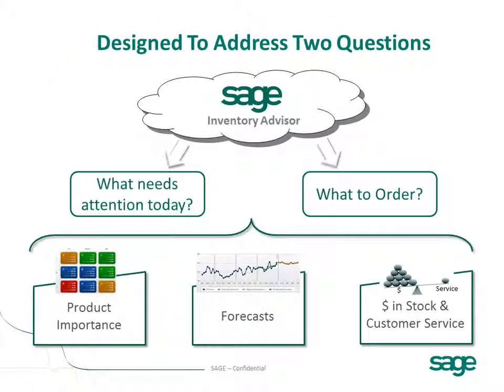To understand what Sage Inventory Advisor is designed to do, it's designed to focus on two key areas. Really what is needed today, what went wrong and what needs attention today, and what we need to be ordering. Underpinning those two key decisions really is a bit of data classification or product importance ranking, some forecasting, and this whole aspect of setting some target fill rates and target service levels around your stock so that your stock is being driven in the direction that you need it to for customer satisfaction.